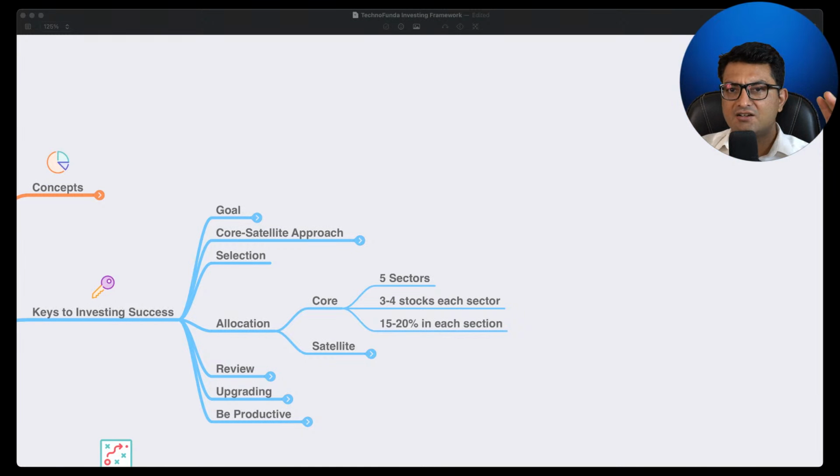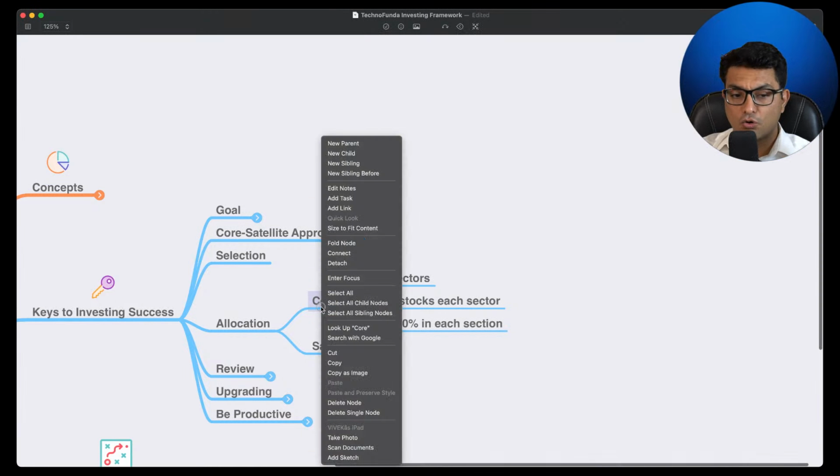So 5 sectors, 3 to 4 stocks, and 15 to 20% allocation in each of these sectors. That will total about 70%. If you divide it by 5, it will be approximately 14 companies. So 14 companies in your core portfolio, and 4 to 5 in your satellite portfolio. Maximum in core, you can go up to 20. So 15 to 25 is your sweet spot where you achieve your diversification benefits. Okay, so that is how you do your allocation in your core portfolio.